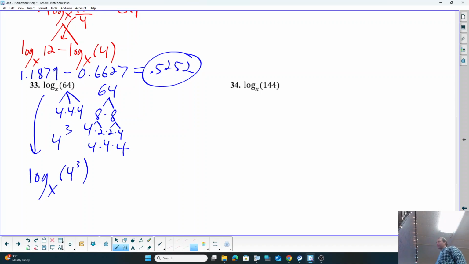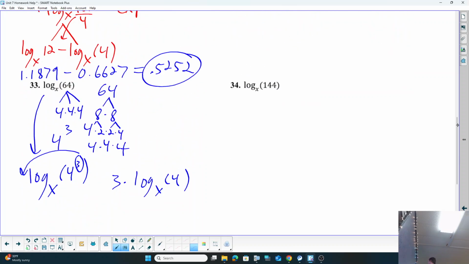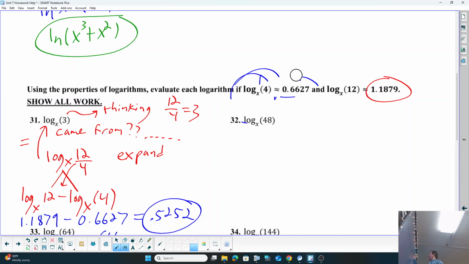Okay, we got that. Can't we write that with the power in the front so that we just have log base x of 4? Yeah, so we're going to take that 3 and just shove it in front now. So that's 3 times log base x of 4. Wayo! And now we got it in terms of log base x of 4. Nice. So now we're going to substitute, which is what we've been doing.